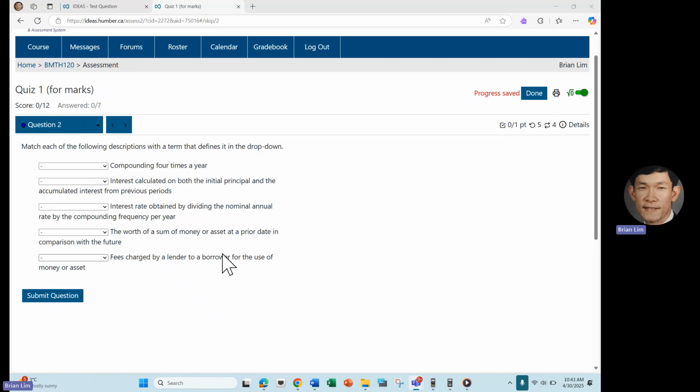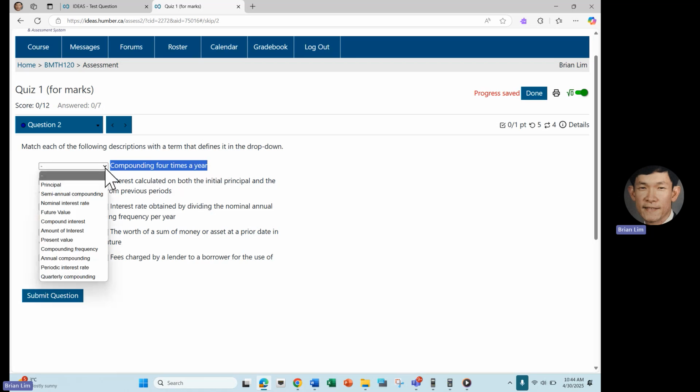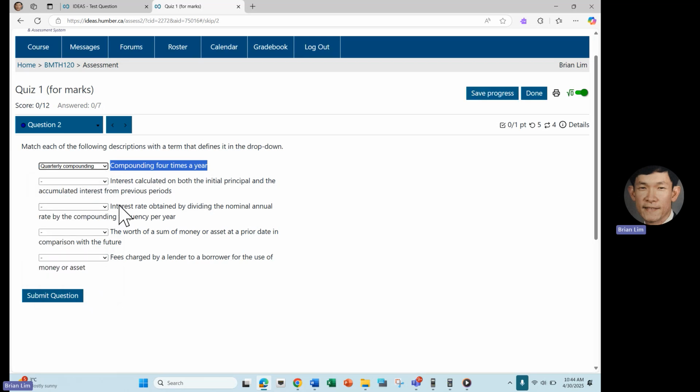Okay, let's look at this question. Match each of the following descriptions with the term that identifies it in the dropdown. Okay, compounding. Let's do the first one here. Compounding 4 times a year. Now that is likely to be quarterly compounding.